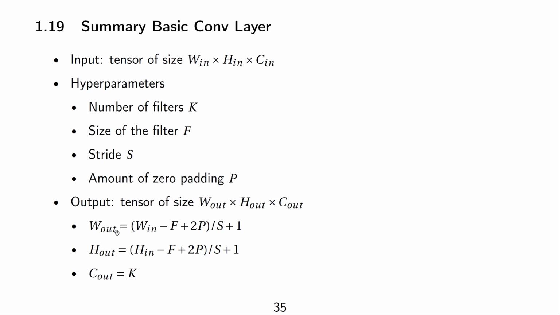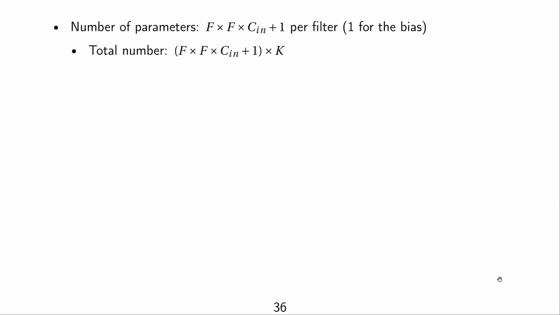The width and height of the output are computed by taking the width of the input minus filter size plus 2 times padding, divided by s, the stride, plus 1. The number of parameters for each filter is f times f times the number of input channels plus 1, and so the total number of parameters will then be f times f times c in plus 1, times k.